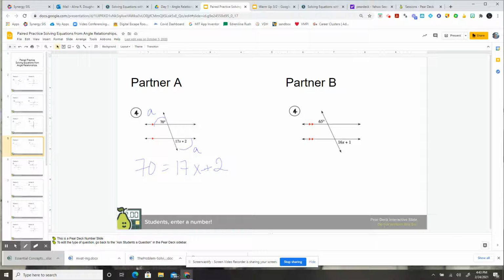I'm going to subtract 2 from both sides. And x should equal 4. Again, you can substitute this in to check. So 17 times 4 plus 2 is going to give me 70. So I know I did that right. You do yours while I do mine.